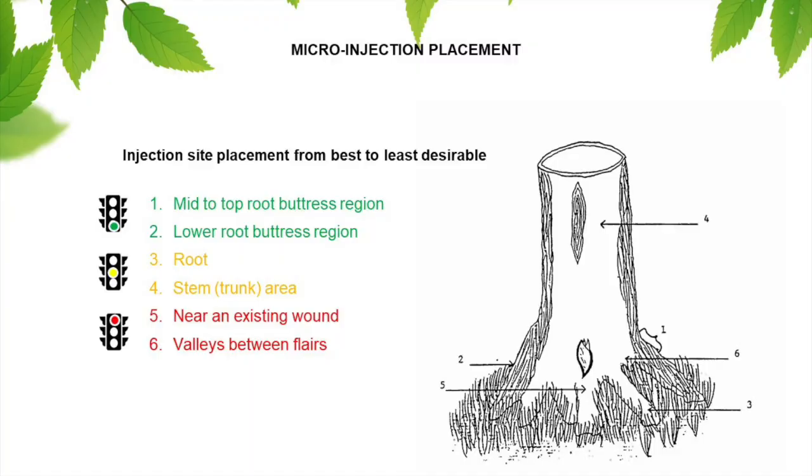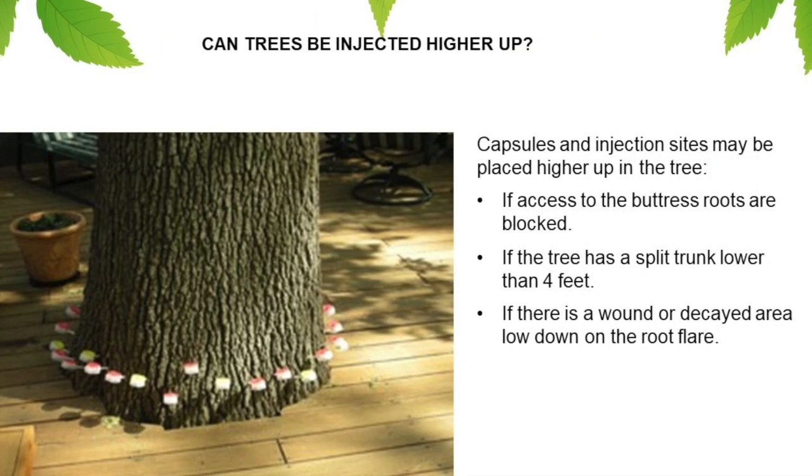Microinjection placement. Injection site placement from best to least desirable. Ideal injection sites are 1. Mid to top root buttress region, and 2. Lower root buttress region. Next would be the 3. Root or 4. Stem trunk area. And least desirable would be 5. Near an existing wound, and or 6. Valleys between flares. Can trees be injected higher up?